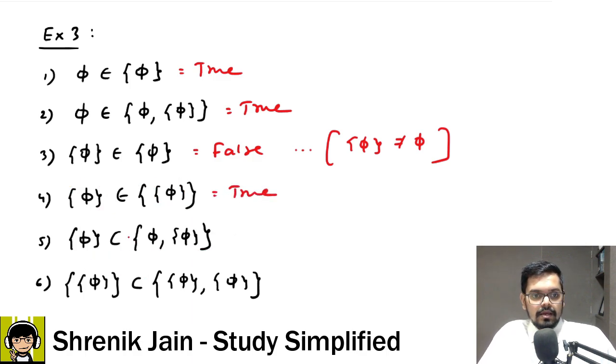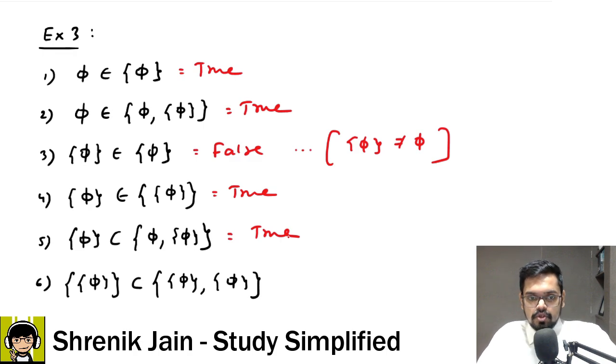What about the proper subset? Okay, so proper subset, first of all, are these sets the same? No, they are different. Okay, now can I say that the element of this set is present here? For that I have told you to remove the curly bracket and check what the element is. Is phi present here? Yes, therefore we can say proper subset, therefore this is true. Okay, no issue in this.